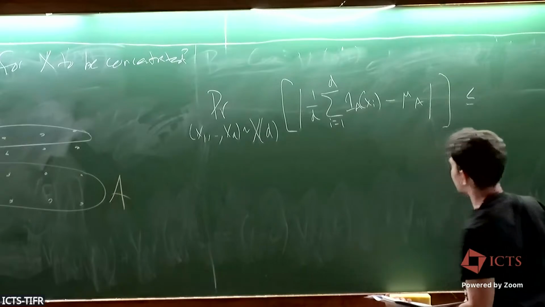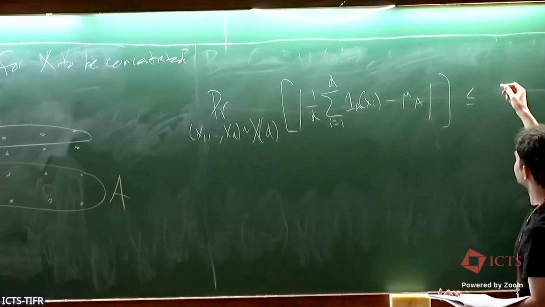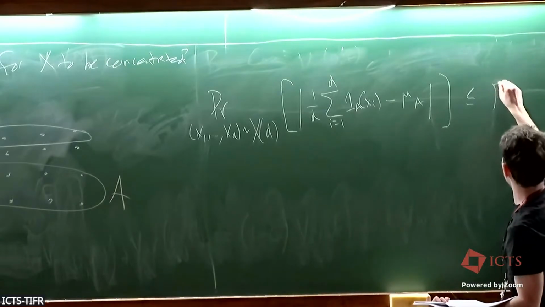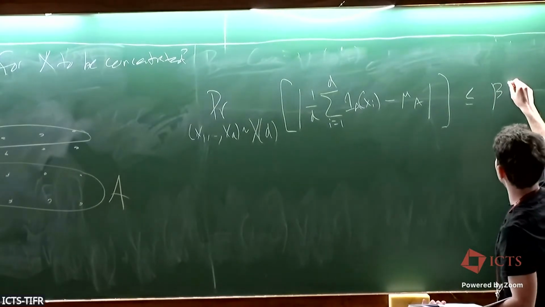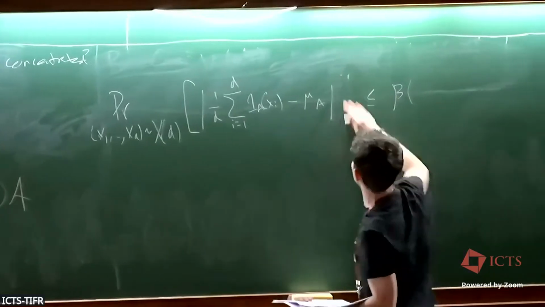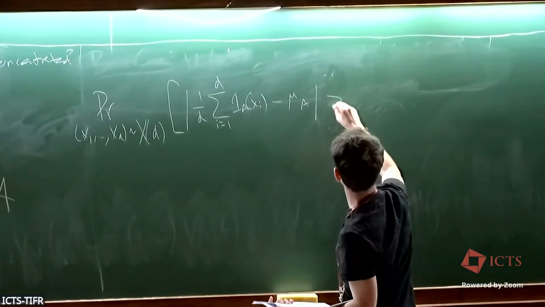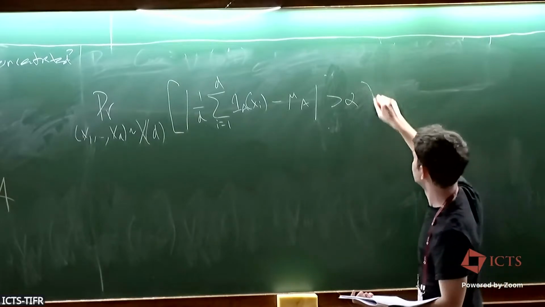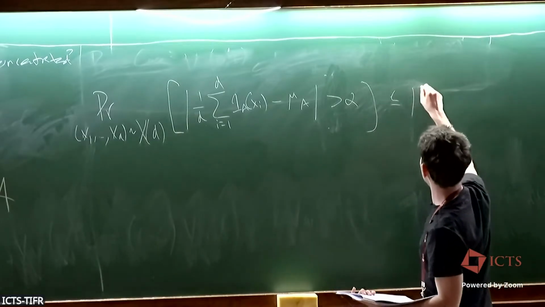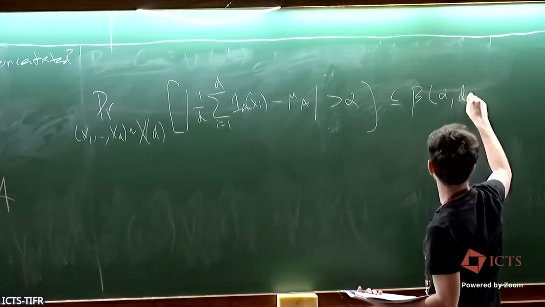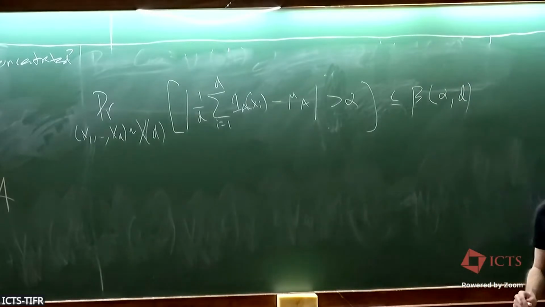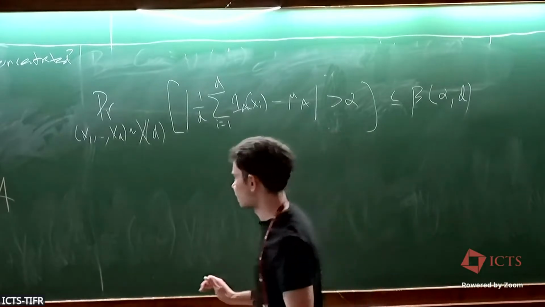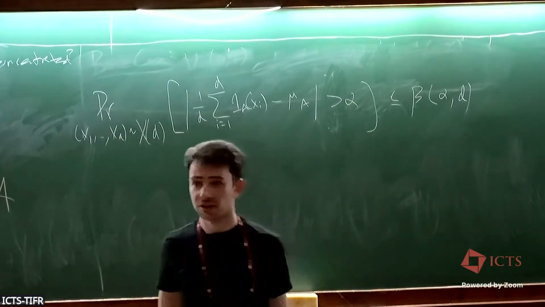We want to upper bound this by some function of d, of dimension. So, sorry, this should say the probability that this is off from the mean by more than some alpha should be less than or equal to some beta that is a function of alpha and the dimension of the complex. Okay, this is a little abstract, so let's look at a particular example, the complete complex.